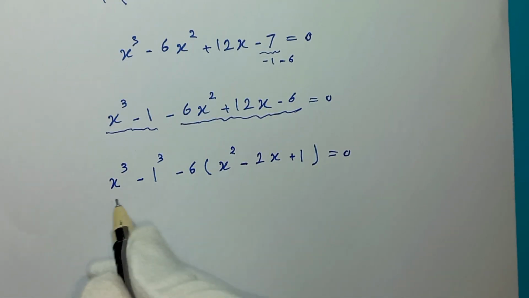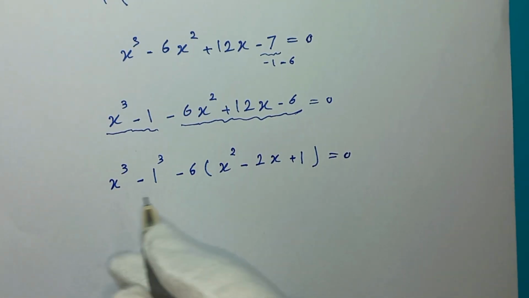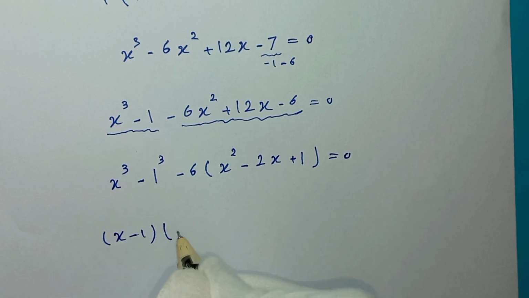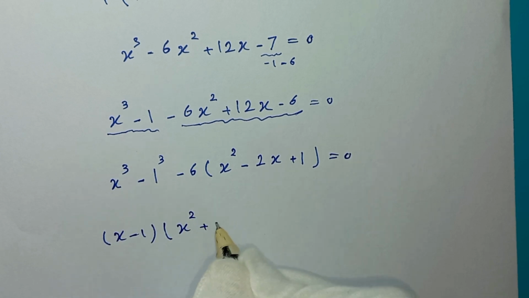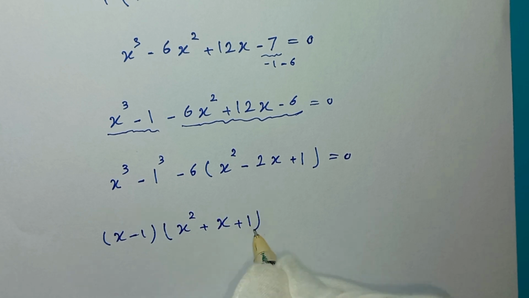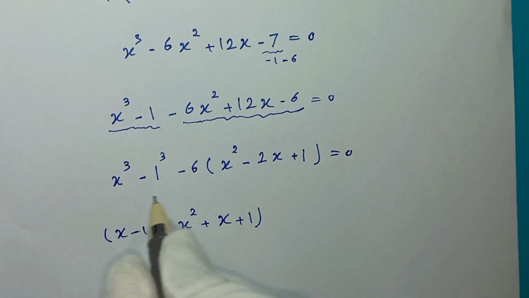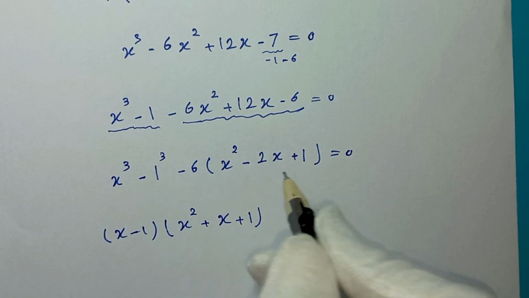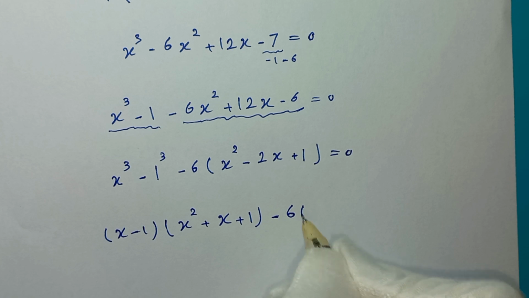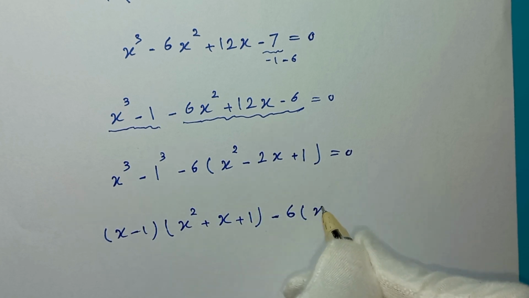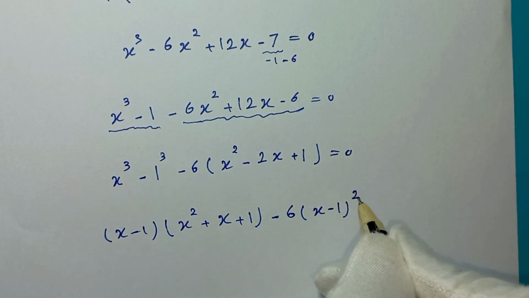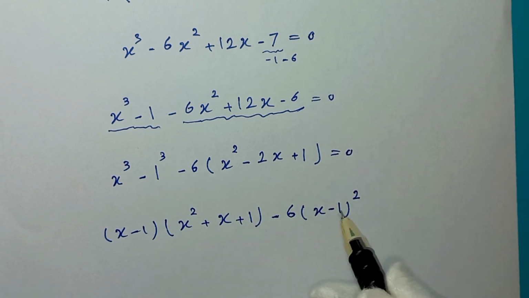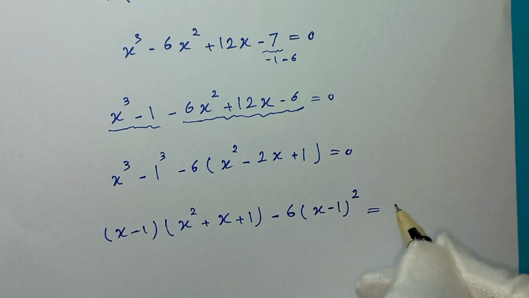And here, this is in the form of a perfect cube. So it will be x minus 1 times x squared plus x plus 1. This is the perfect cube formula. And here, this is a perfect square. So it will be minus 6 times x minus 1 squared. So this is the formula of x minus 1 to the power of 2. And this is 0.